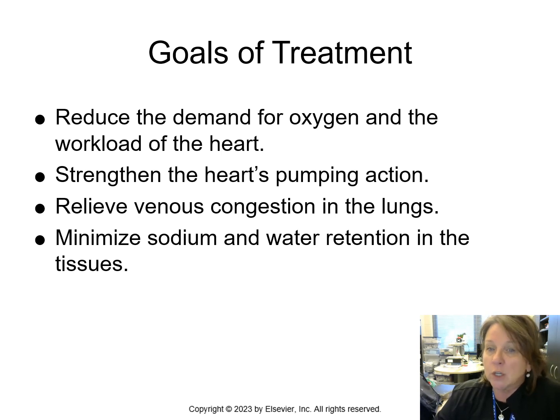Relieve venous congestion in the lungs. We cannot be fluid overloaded. That's why you hear those crackles and stuff. Minimize sodium and water retention in the tissues. And how do we do that? Well, we can give medications to do that, but we also need to be diet controlled. So watching stuff.